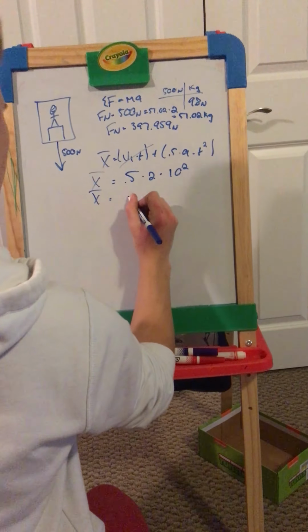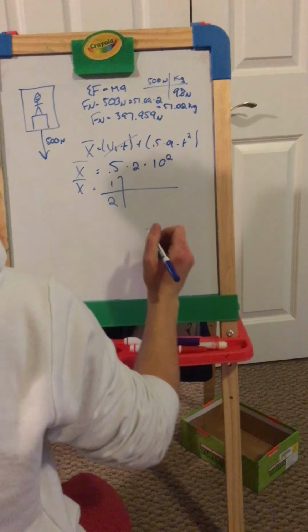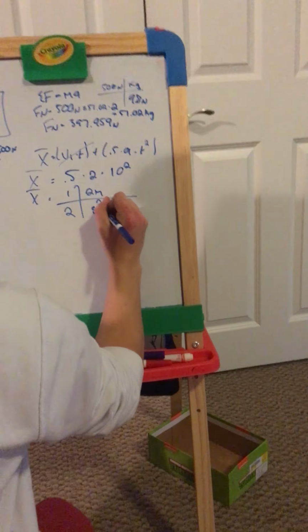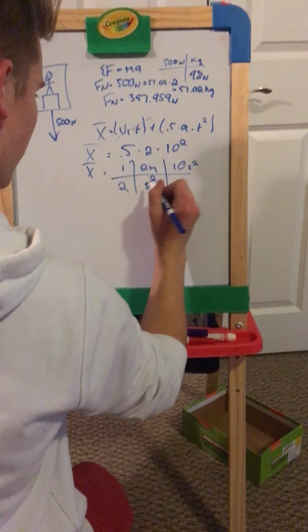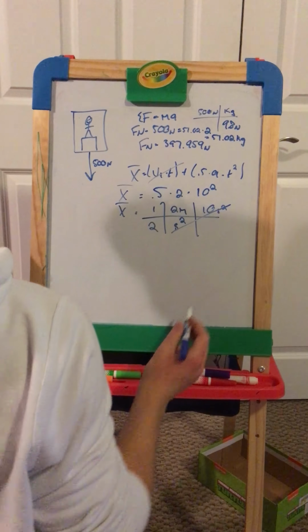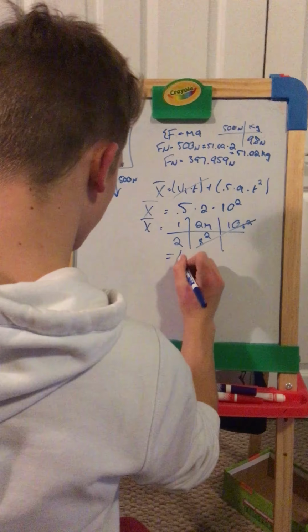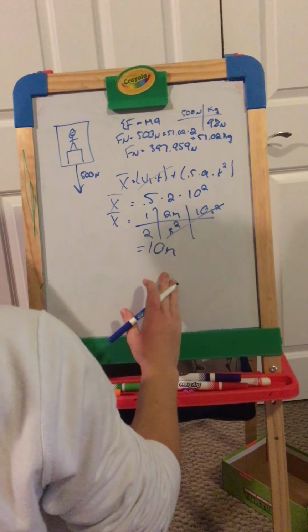That's equal to one half, 0.5, times 2 meters per second squared, and then 10 seconds squared. So these units are going to cancel out right here. 0.5 times 2 times 10 is equal to 10 meters. Right there, boom, we have the distance that it traveled.